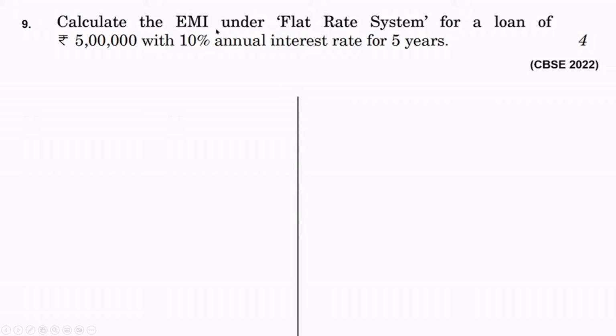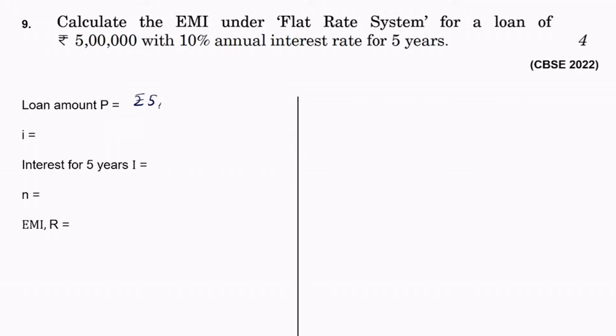Moving on, calculate the EMI under flat rate system for a loan of rupees 5 lakhs with 10% annual interest rate for 5 years. So here this is also a very easy question. We have to find the EMI using flat rate system. Here the loan amount is rupees 5 lakhs and the annual interest rate is 10% and the number of years is 5. So here the loan amount is rupees 5 lakhs. The rate of interest I is 10% or 0.1.